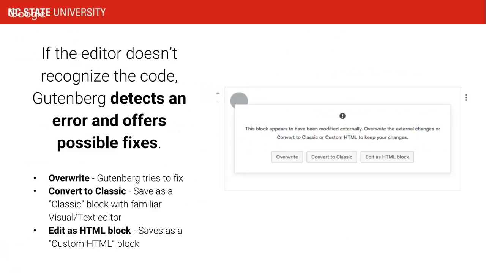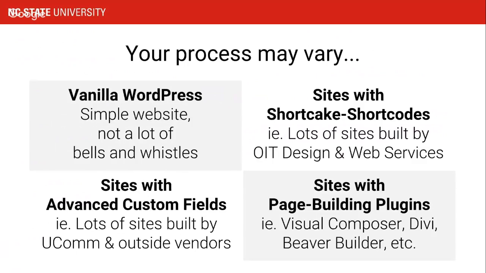But honestly, with the content that I've upgraded from classic to Gutenberg so far, I don't see this message very often. Gutenberg is actually pretty good at recognizing things and transitioning them really smoothly. So that's if you have content that's just in the sort of regular classic editor.